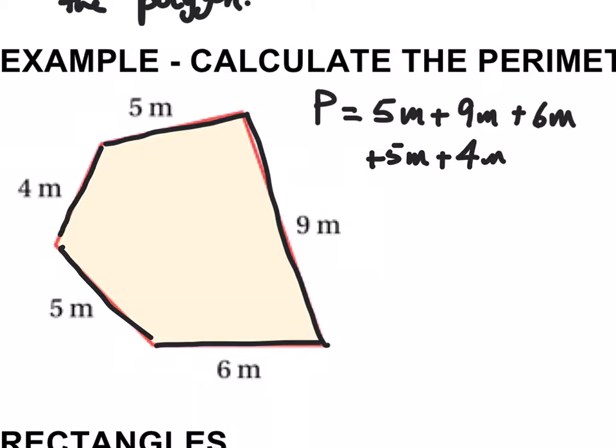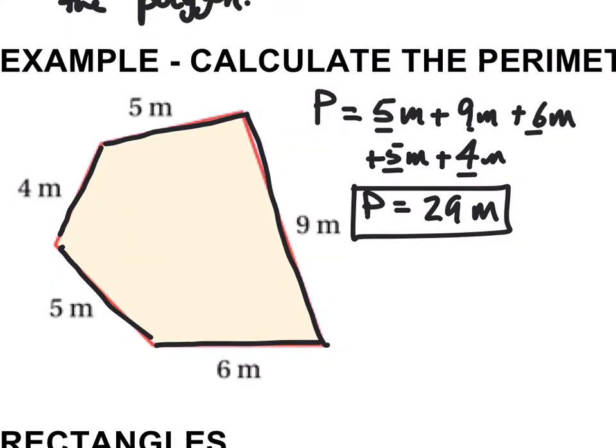Okay, and so if we add all these up, 5 plus 9 is 14, plus 6 is 20, plus another 5 is 25, plus another 4 is 29. So our perimeter here, the total length around the object, is 29 meters. Now I did all that in my head. Let's just double check with a calculator. 5 plus 9 plus 6 plus 5 plus 4 gives me 29. So we're good. So 29 meters.